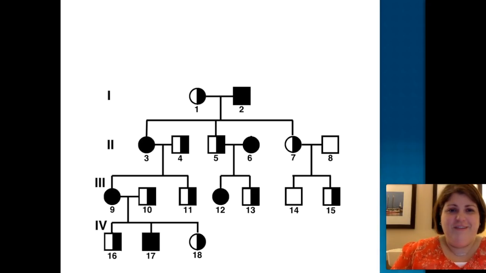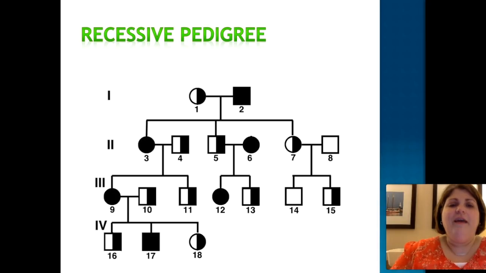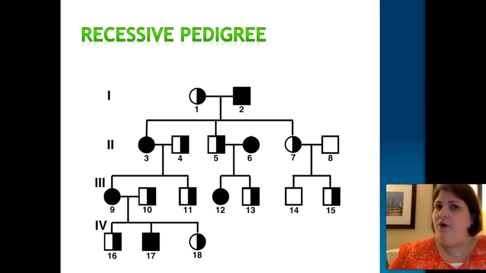If you answered that this is a recessive pedigree, you're absolutely right. And the way that we know that is that there are carriers shown. Carriers always indicate recessive traits.